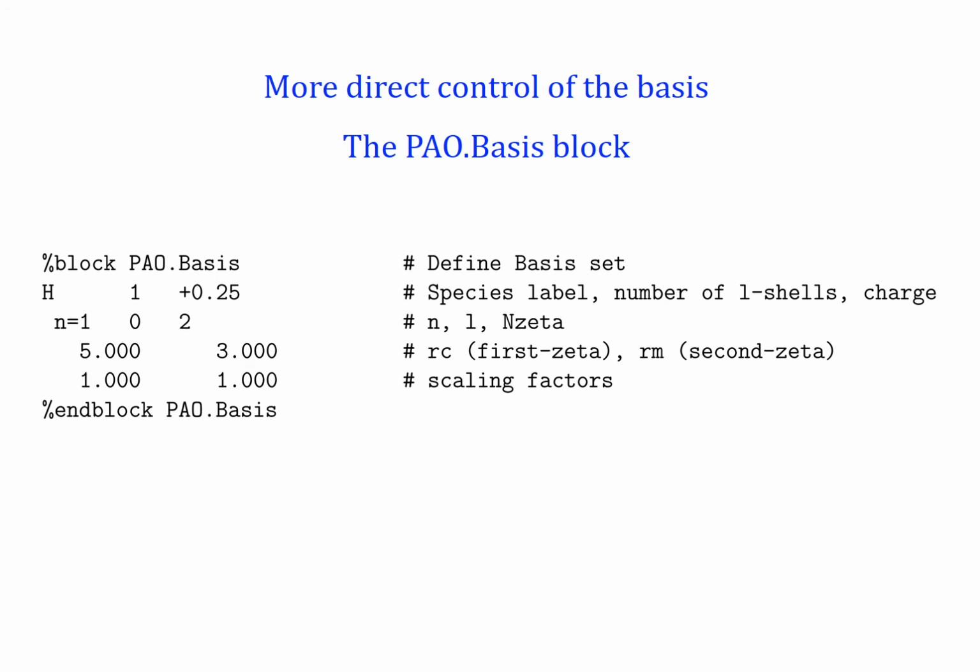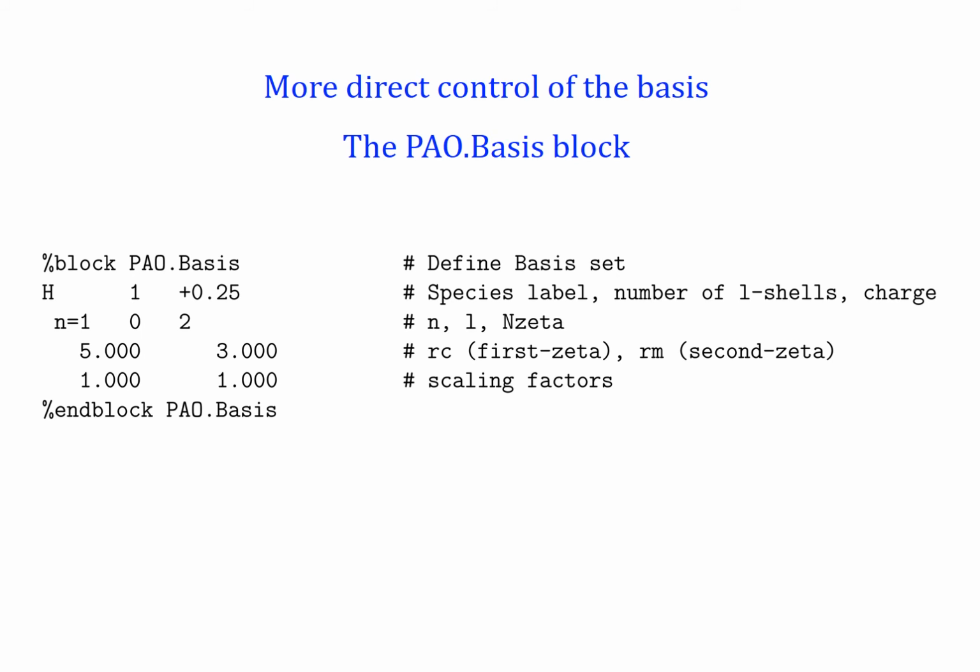And then in the following line, you have the first shell, that's n equals 1. The 0 is angular momentum, so that would be a 1s orbital, and the 2 is a double zeta, 2 zetas. And then after that, you have the 5 and the 3. 5 would be the cutoff radius of the minimal basis, and 3 would be the matching radius of the second zeta. And with that, you wouldn't have a polarization. It would be just double zeta for this hydrogen.